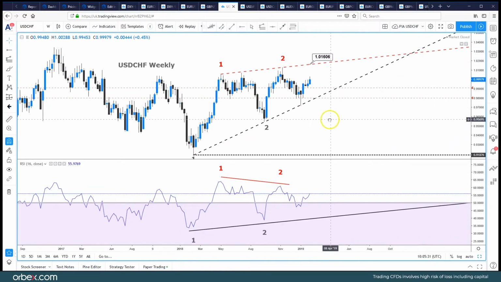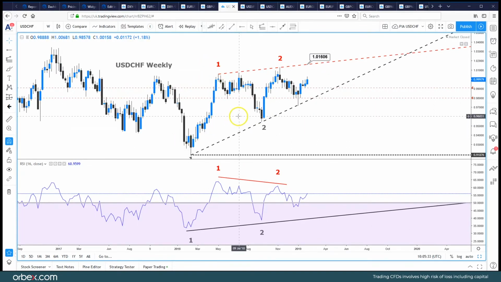Dollar Swiss weekly chart, we've got a wedge formation. There's nothing to say that we're not going to rally higher. The wedge top is at 101.60. The eventual bias is to break to the downside. Measured move target, if we do, is 91.80, which is down here. We're still holding some divergence, but we really need to see how far this dollar Swiss rally can extend.